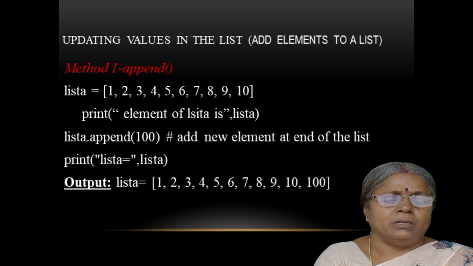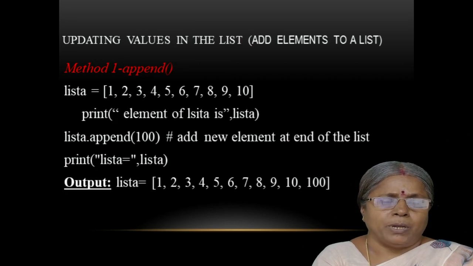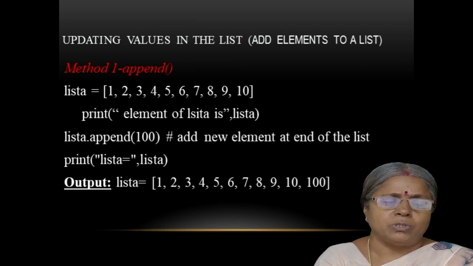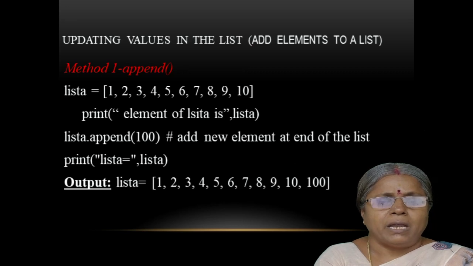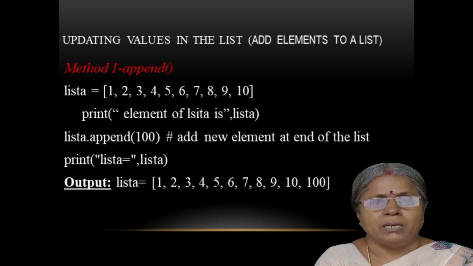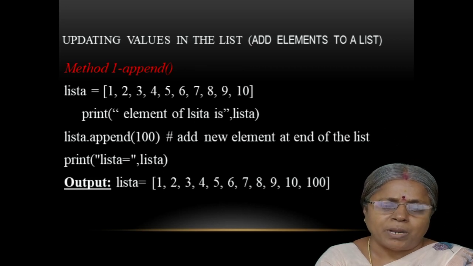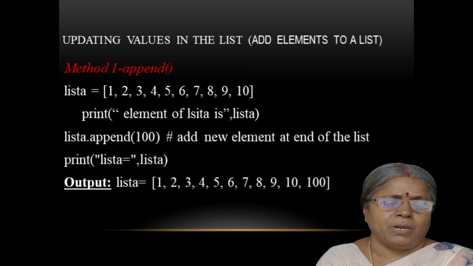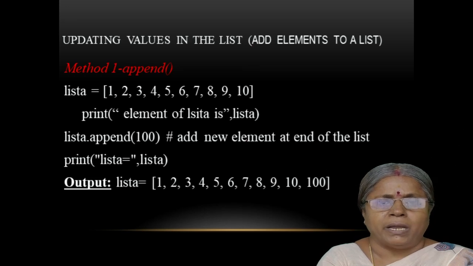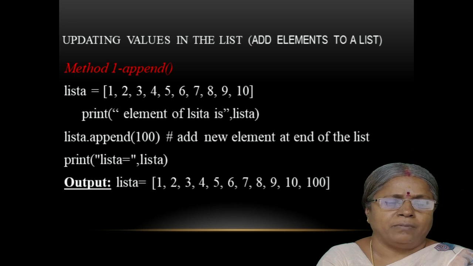We can use the method append to add new values to the list. We can add the new element at the beginning, at a specific position, or at the end of the list. By using the append method, we can add a new element at the end of the list. Here is an example. List variable dot append, within the parentheses the value 100. Automatically the value 100 will be added at the end of the list. Here is a sample output for appending values.